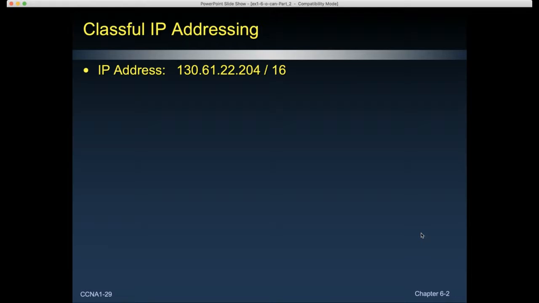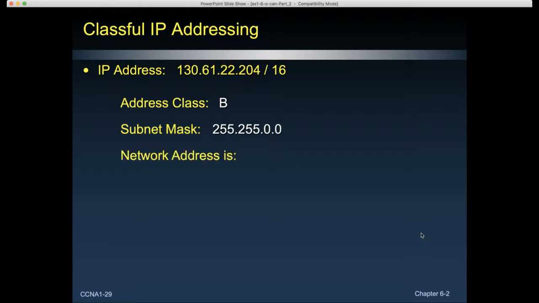So let's look at this /16. What address class is this? Well, /16, that's a Class B. What's the default subnet mask? Well, the number of binary bits in 255.255 is 8 plus 8 is 16. So 255.255.0.0 is the default subnet mask. What is the network portion of this particular address? It's the first 2 octets with the last 2 octets set to 0. So it's 130.61.0.0.